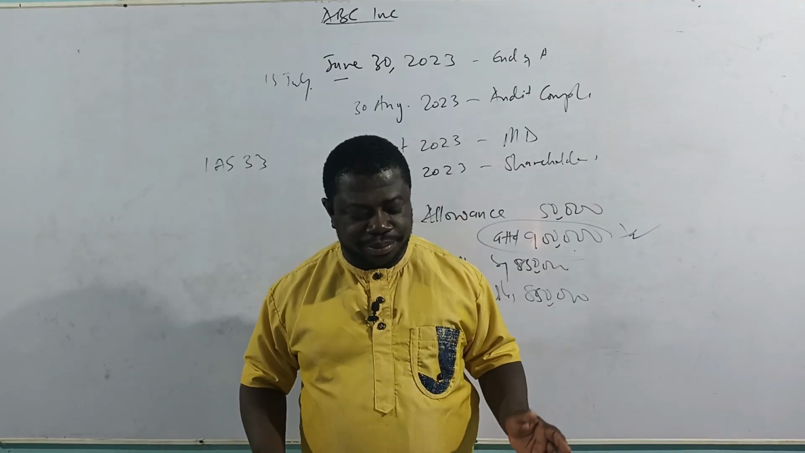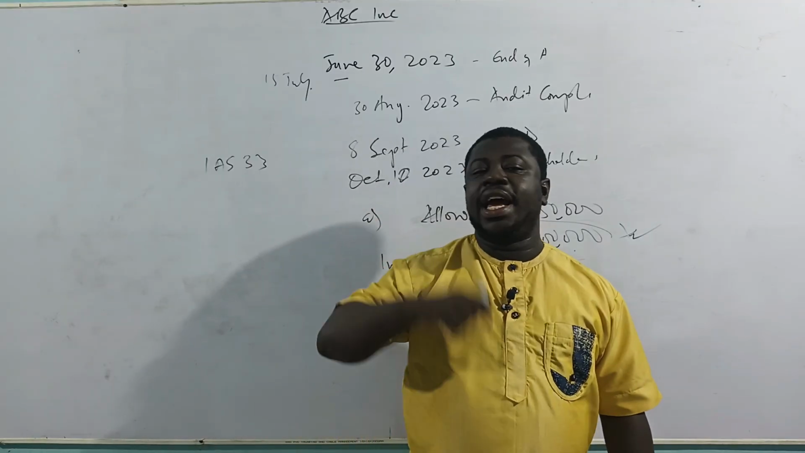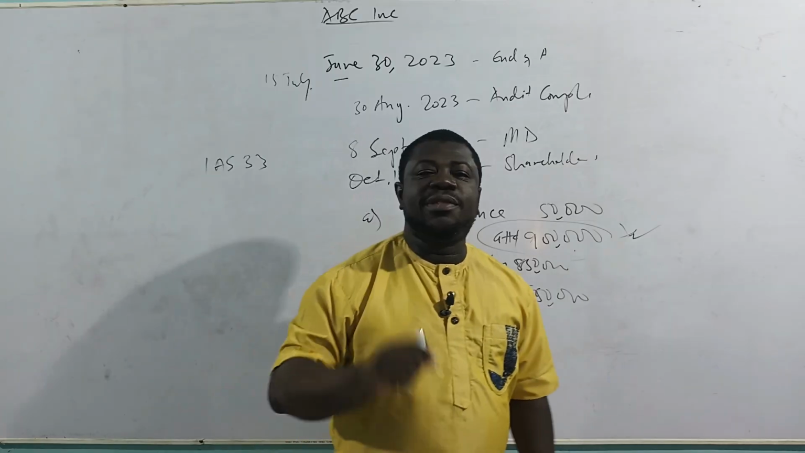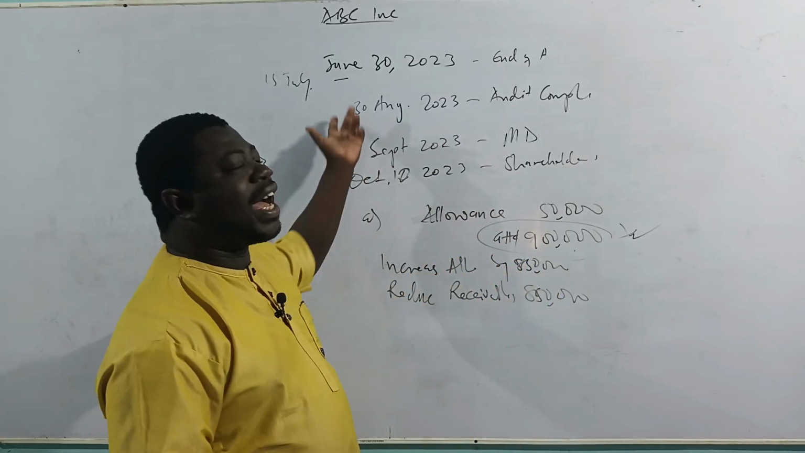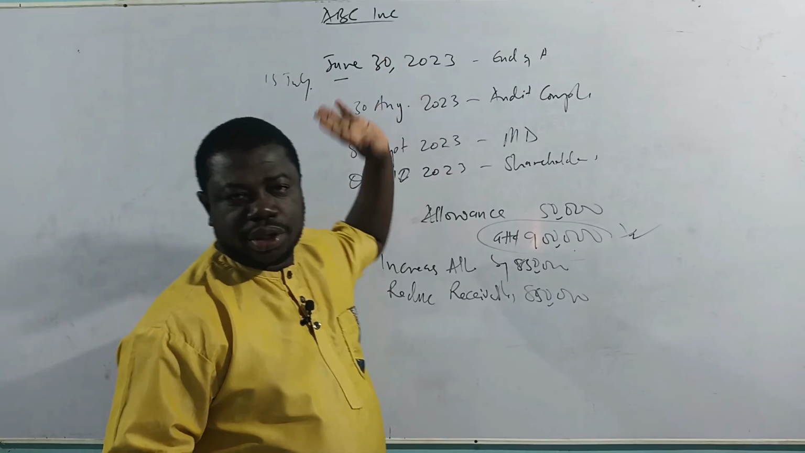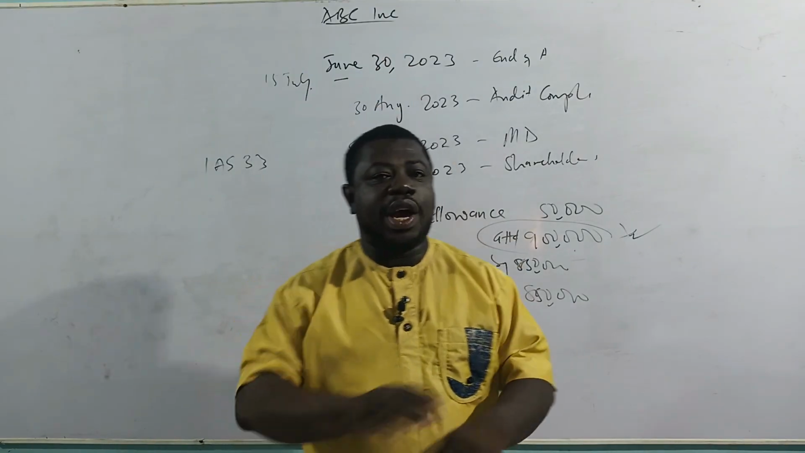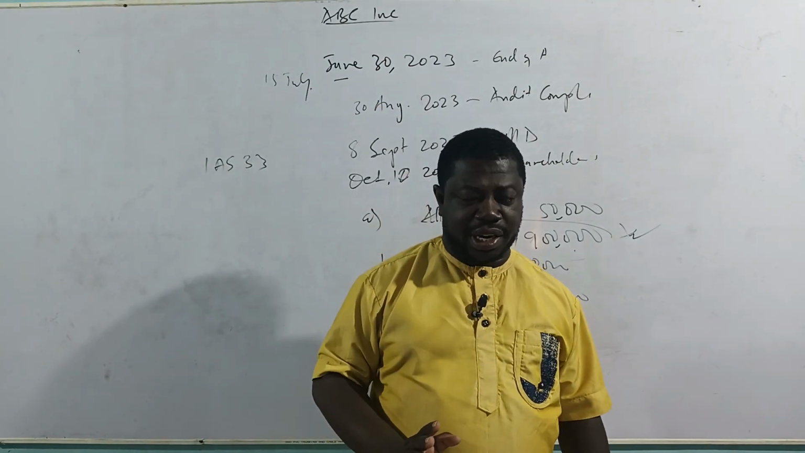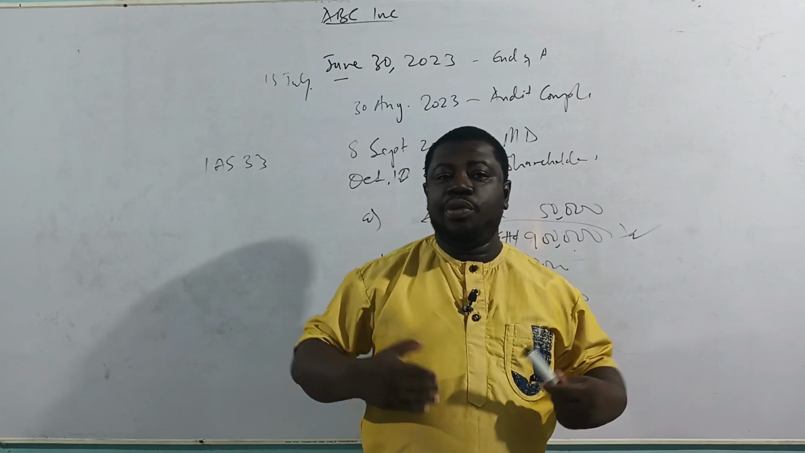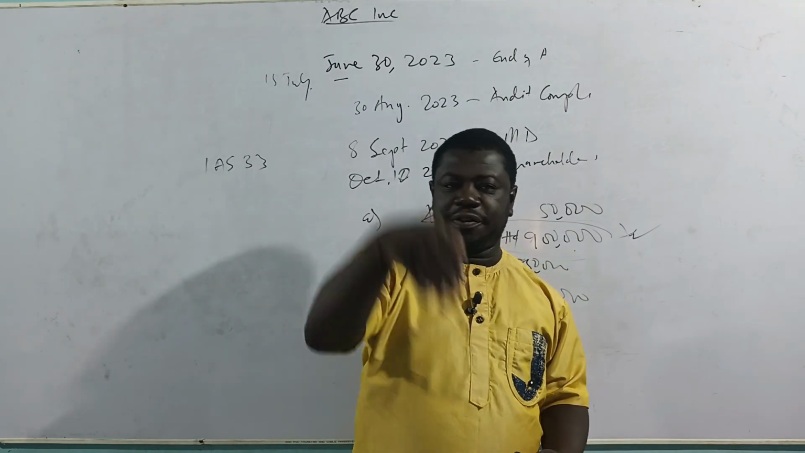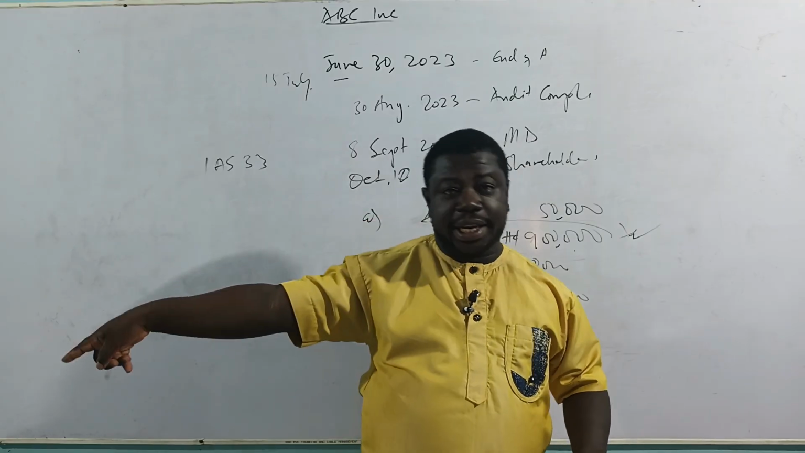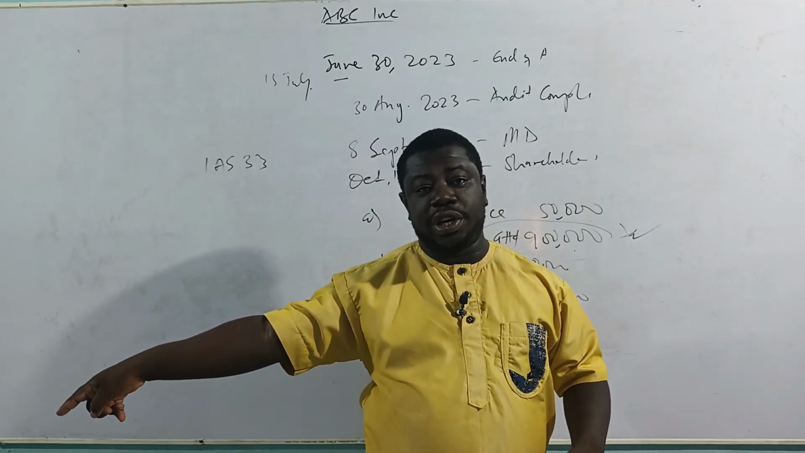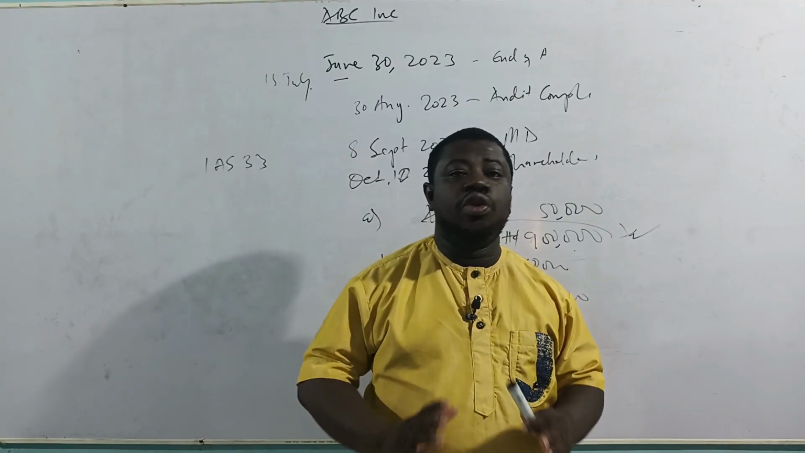Nothing new has been done. But on August 1st, they announced a bonus issue. Now, this bonus issue was announced on August 1st, and August 1st is outside the period under consideration. So we are not going to adjust it on the previous year's financial statement, because we are issuing shares on 1st August 2023, which relates to the financial statement for the year ended 30th June 2024. So it's not going to be adjusted.